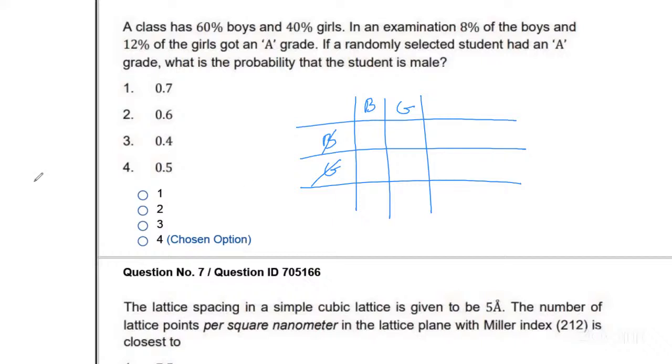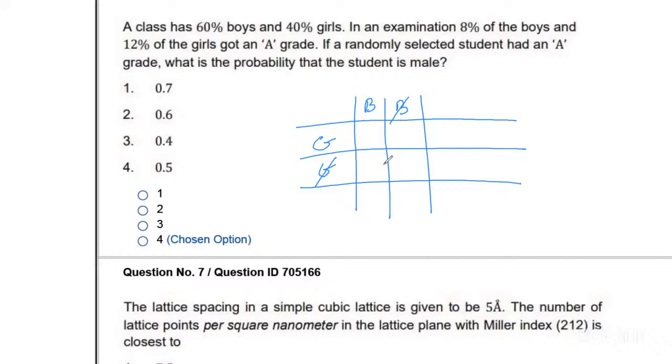No, I think it was right the first time. Boys and not boys. I mean, out here, 100. So people who passed and not passed, basically. So the class had 60% boys and 40% girls. In the examination, 8% of the boys and 12% of the girls got an A grade. If a randomly selected student had an A grade, what is the probability that the student is male?